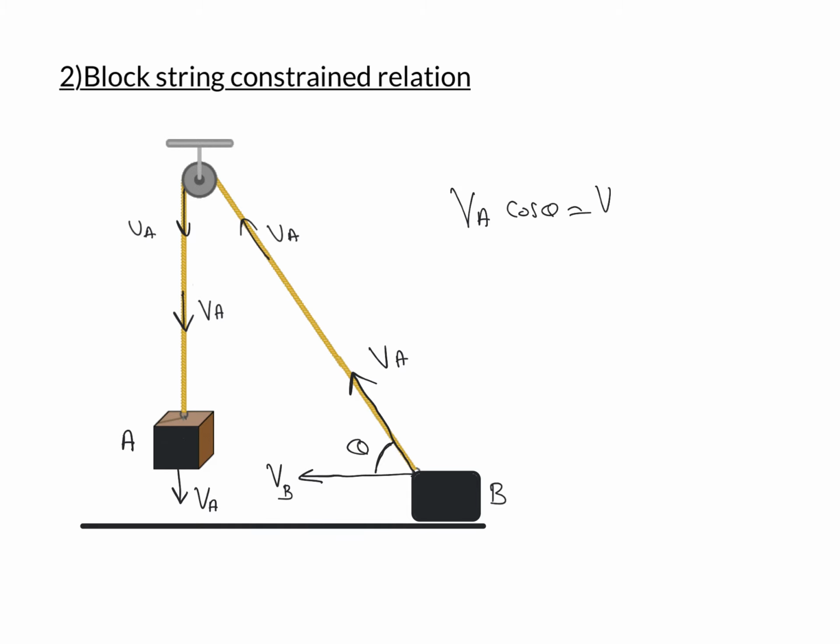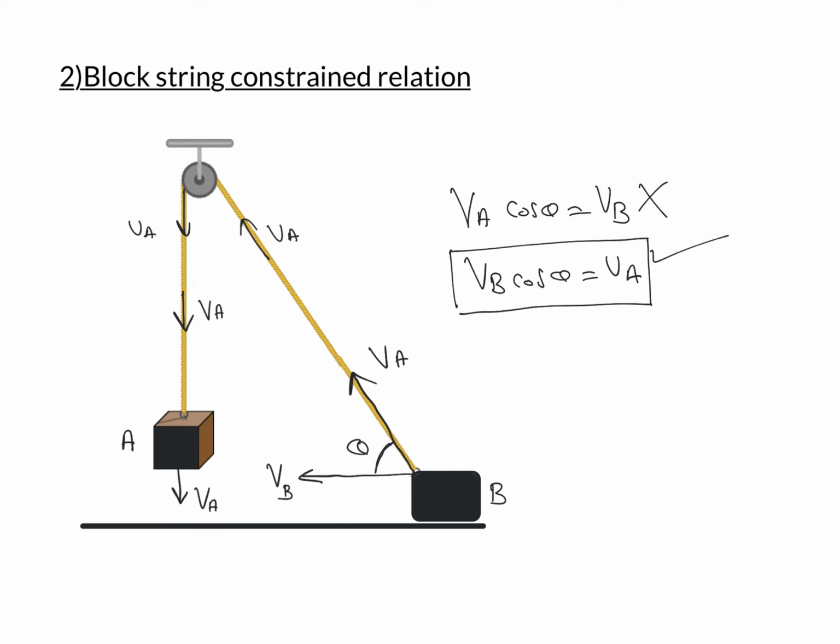theta is equal to nothing but Vb, and some students will write it as Vb cos theta is equal to nothing but Va. So over here just remember that this relation is wrong, and the correct relation is Vb cos theta is equal to Va. Now let's see why this constraint relation is correct.